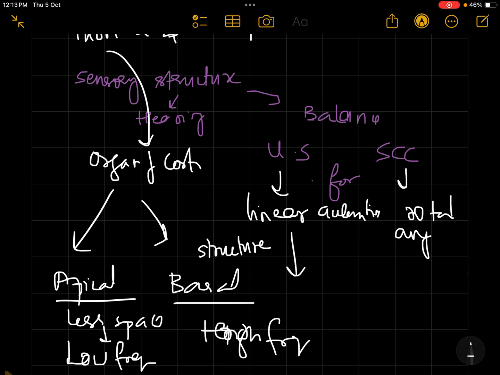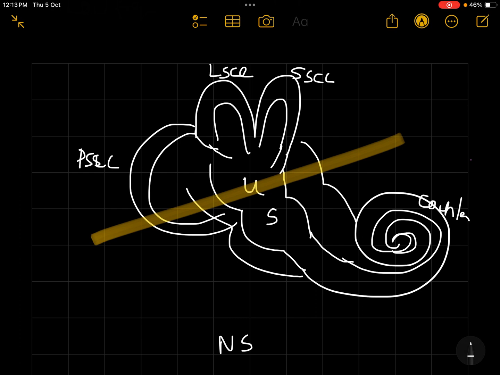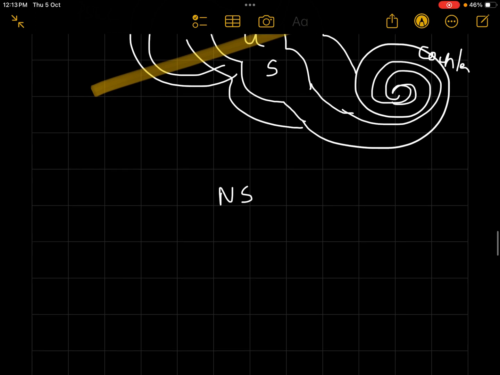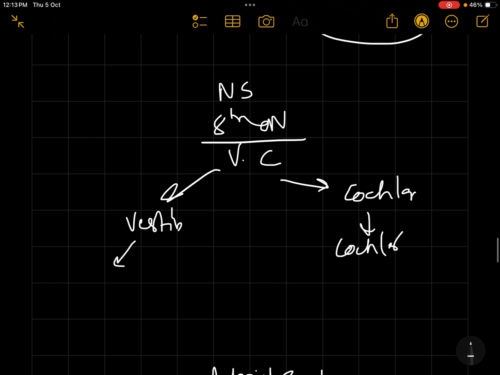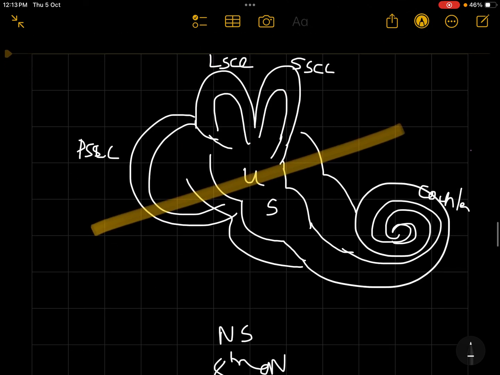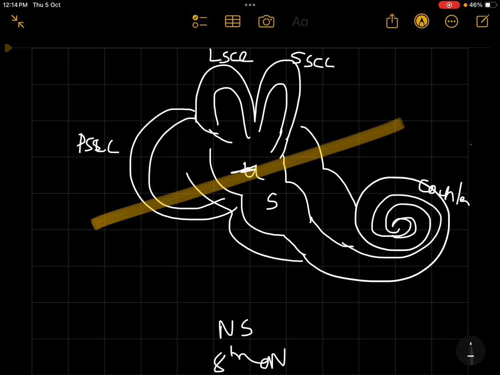The structure present in the utricle and saccule for these sensations is called the macula. In the semicircular canals we have the cristae. Now the nerve supply of this is the 8th cranial nerve, the vestibulocochlear nerve, where the cochlear branch supplies the cochlea. The vestibular branch is divided into superior and inferior divisions. The superior division supplies the upper parts, that is the utricle, superior semicircular canal and lateral semicircular canal, whereas the inferior division supplies the saccule and posterior semicircular canal.